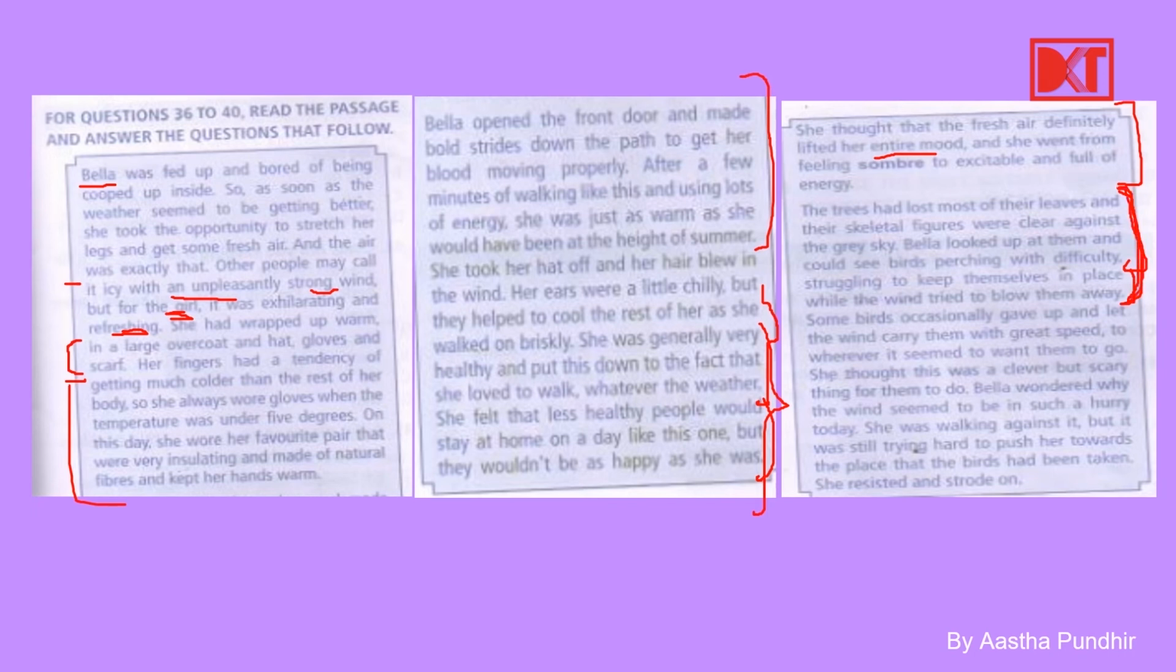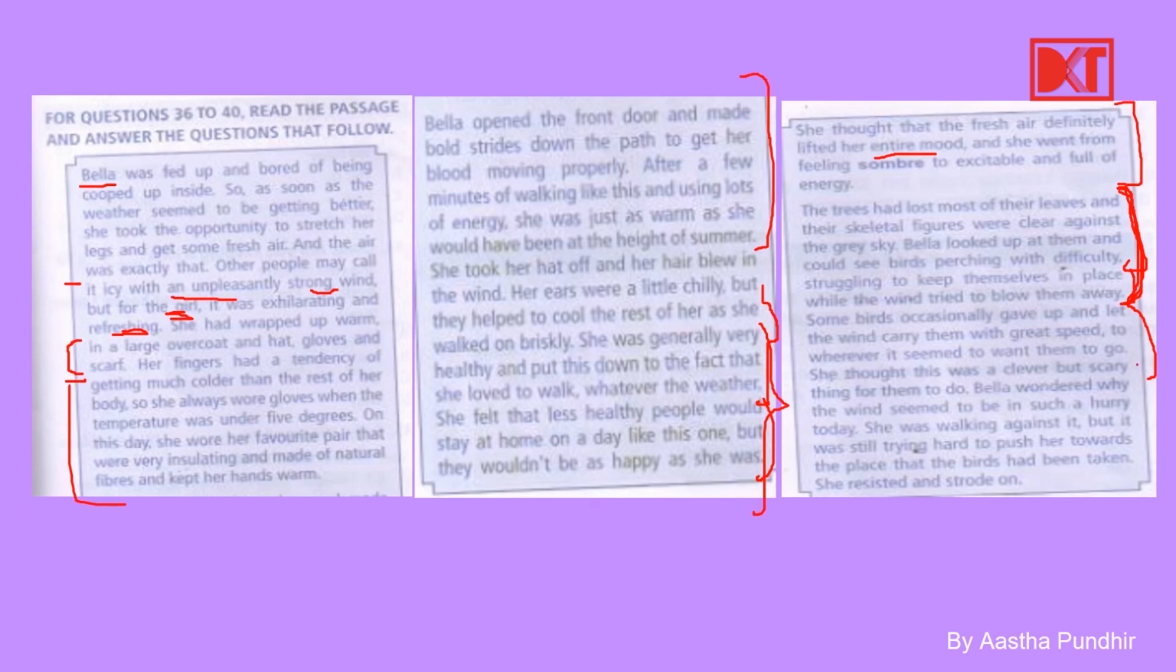The birds were trying to keep themselves tucked in a place or safe in a place where the wind doesn't really reach them directly. Then some birds occasionally gave up and let the wind carry them with great speed to wherever it seemed to want them to go. She thought this was a clever but scary thing for them to do. Now, some birds just gave up. Their energy and their bodies could not resist the wind any longer. So they just gave up, and whatever direction the wind was blowing into, the birds also went with it. Right. Then she thought this was a clever but scary thing for them to do.